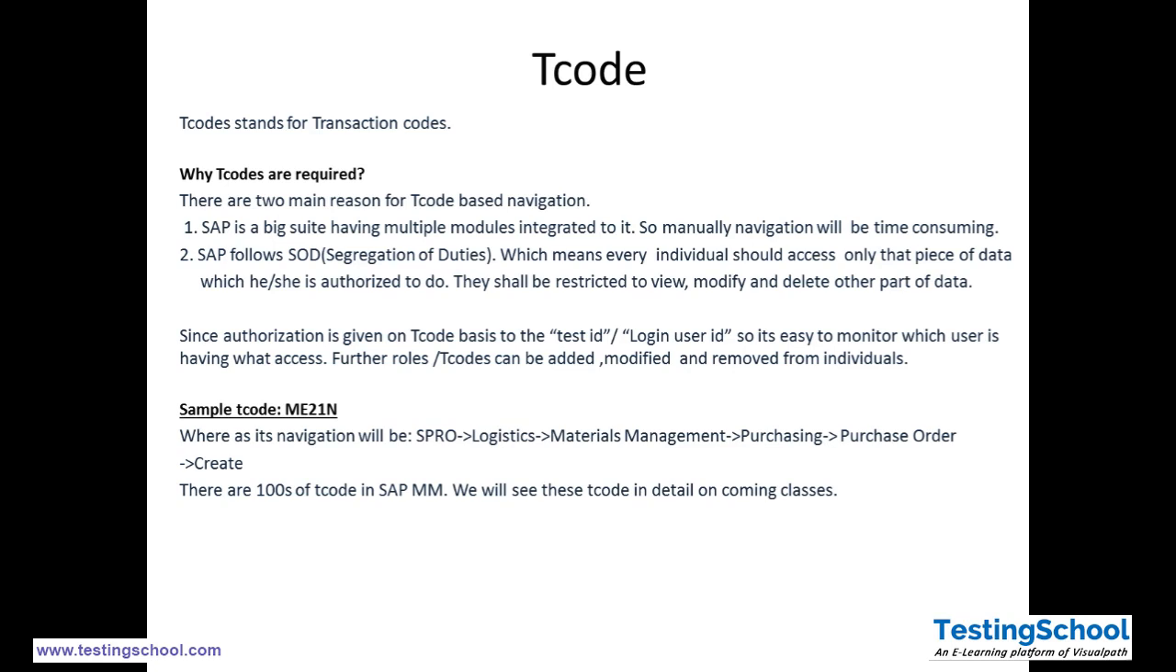Take a sample T code from SAP MM, like I was discussing about how to navigate. You can navigate in SAP using SPRO, Logistics, Materials Management, Purchasing, Purchase Order, and Create. If you navigate to this much location, you will be able to open and create a purchase order. Instead of navigating so much, you can write ME21N directly and we will get the same screen, which was displayed earlier using the SPRO navigation, right in front of us. There are hundreds of T codes in the SAP MM module alone. We'll see these T codes in the coming classes.